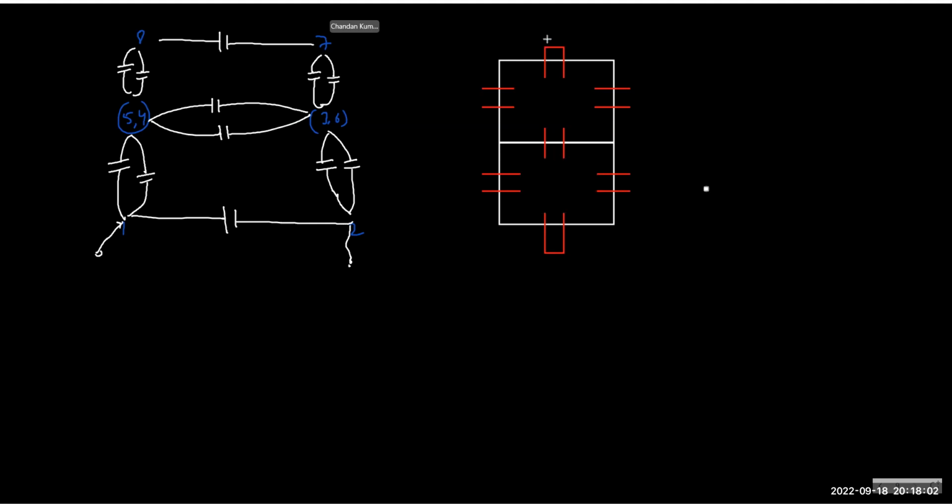So one's from 5436. So I think this is the circuit, right? Yes, sir. C, 2C, 2C, 2C, C, and nothing. And you know how to reduce it. So tell me the answer.